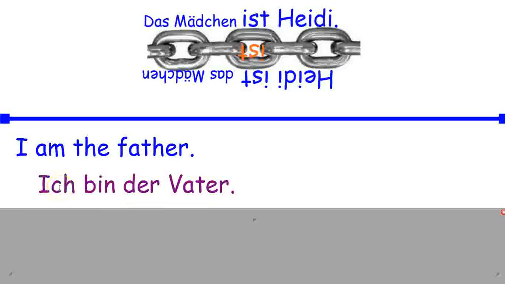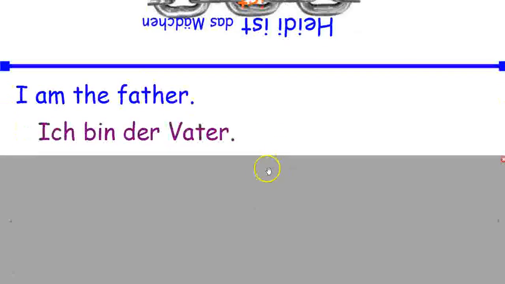That's why when you answer the phone in English, if someone says, hi, is Heidi there? You don't say, this is her. You say, this is she, because she is nominative case in English.